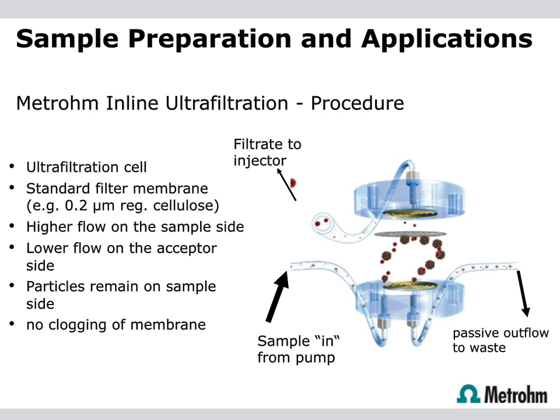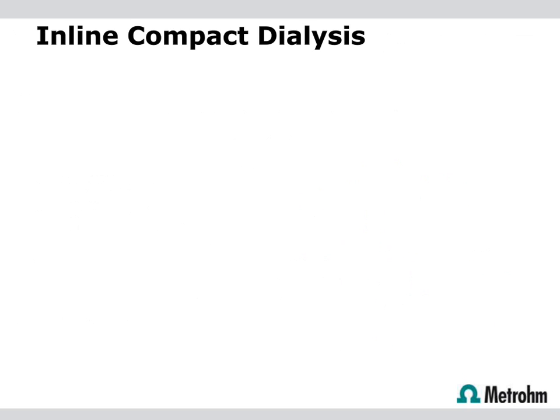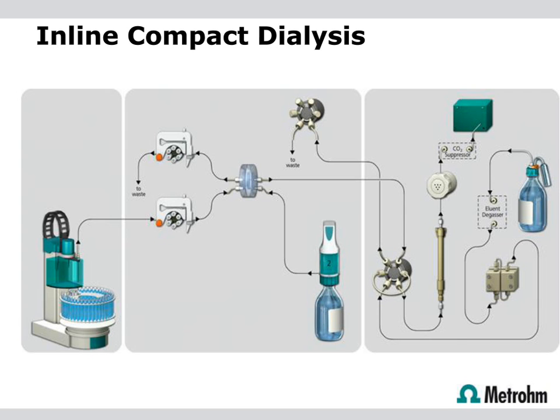Now, very similar and in the same family as the inline filtration is our inline compact dialysis methodology. So again, if we look at this middle section, it has a very similar look to it. Instead of having a filter cell, we have a dialysis cell. This is typical for samples where perhaps the protein loading or particulates, so things like fruit juices and milks, is high and you have emulsions. So the dialysis membrane removes all the high amounts of emulsions and lipids and keeps the system clean.